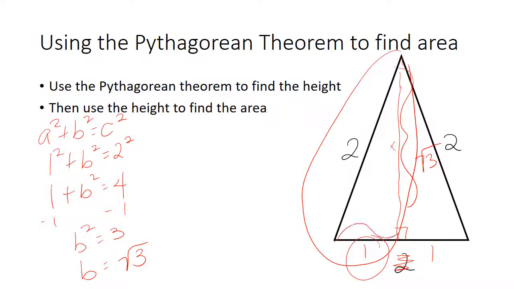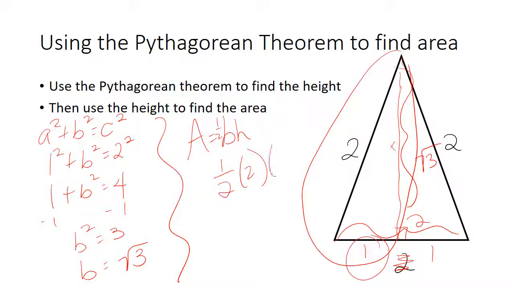And remember, the base of our triangle was 2. So to do area, I would do 1/2 base times height, right? So my base is 2, so I'm going to do 1/2 my 2 times my height, which is radical 3. 1/2 times 2, the 2's are going to cancel out, leaving me with a 1. So my area is radical 3 in this case.